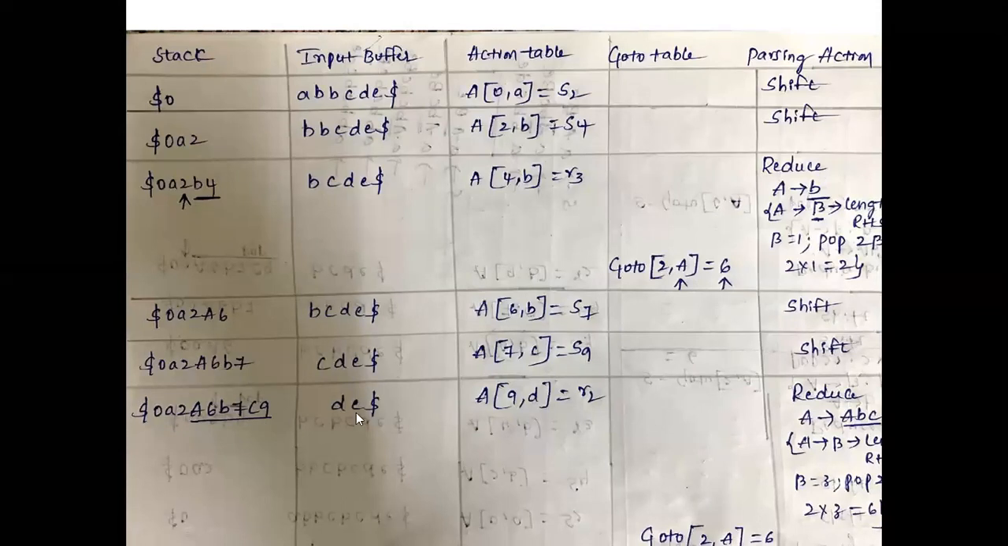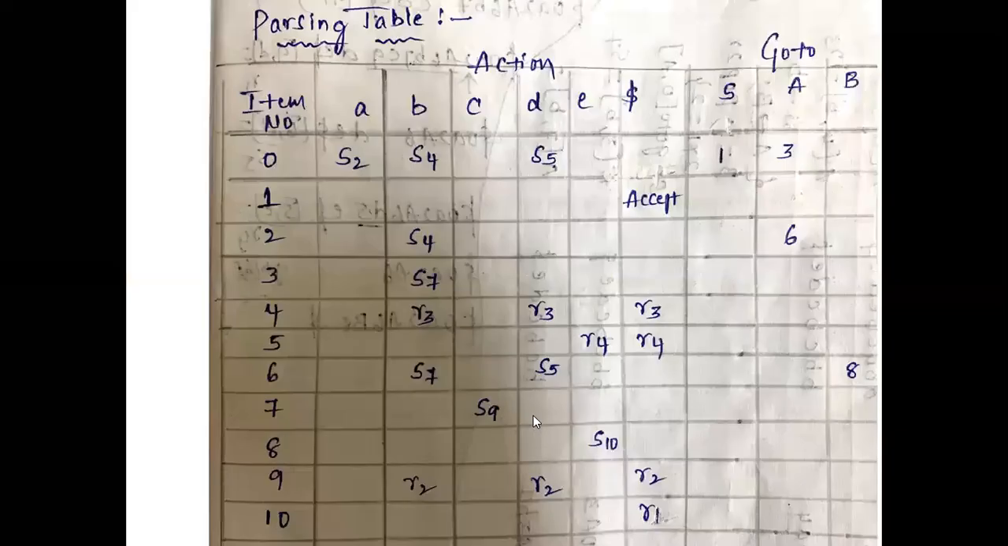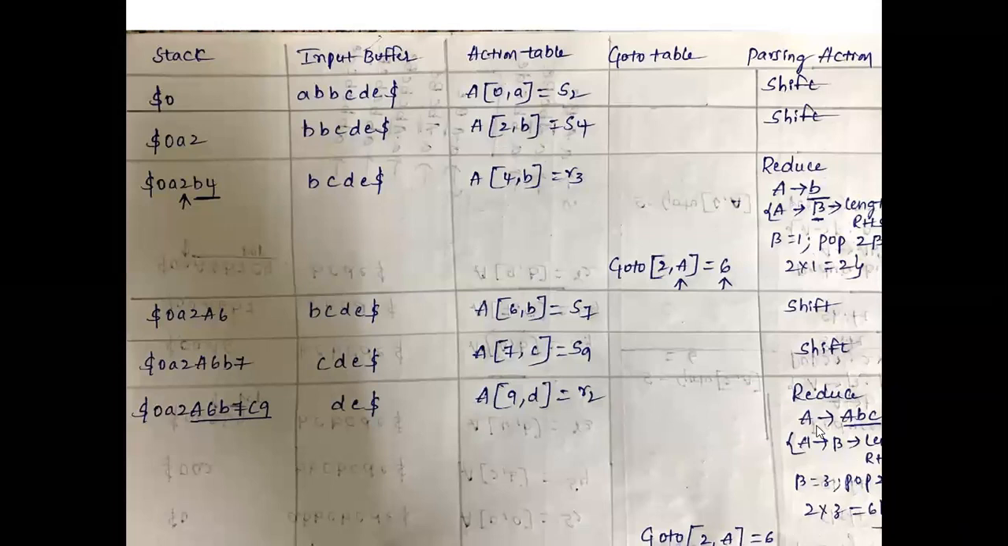Now action of 9, D is R2. R2 is rule number 2. What is rule number 2 from the given grammar? It is A tends to ABC. We map this A tends to ABC with A tends to beta. Beta is the length of the RHS, which here is 3. That means we need to pop 2 into beta, 2 into 3, that is 6. We are popping 6: 1, 2, 3, 4, 5, 6.